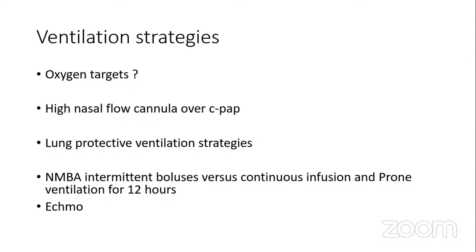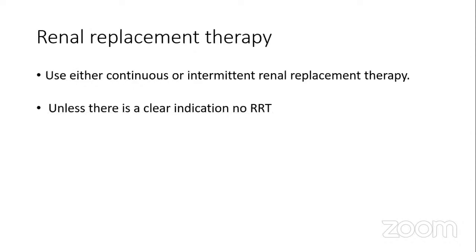If a patient has respiratory failure and they have shock, you should use the lung protective ventilatory strategies as they are well known, including non-depolarizing blockers, which should be given more as intermittent boluses versus continuous infusion. Proning, if indicated, should be done for over 12 hours, and ECMO in centers where it should be done.